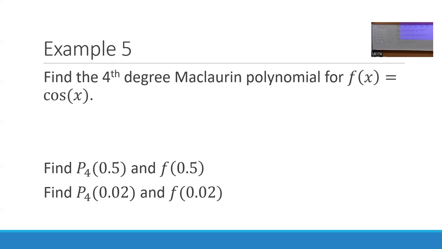Now, we're going to return to this 5th degree Taylor polynomial in just a moment. But what I would like you to do is try to find the 4th degree Maclaurin polynomial. Remember, Maclaurin just means center is at 0, for cosine of x. So cosine of x centered at 0, 4th degree.